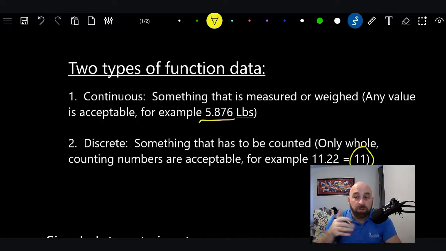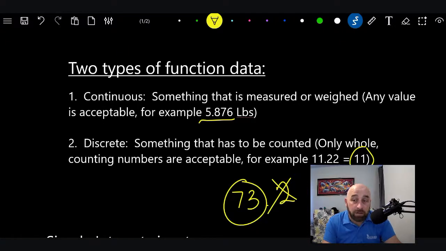So if you do your thing and you get there are 1.76 million people, okay, fine. But you can't say there are 73.2 people. That doesn't work. Why not? Because you can't have 0.2 of a person. So what do you do with that? You just say 73. You round it off.